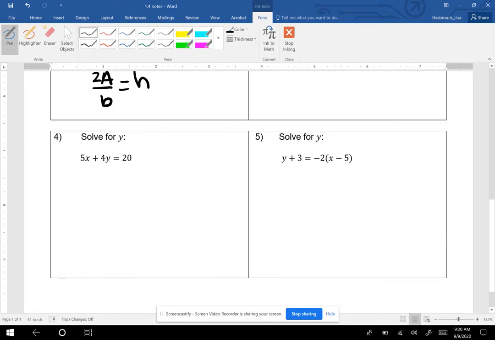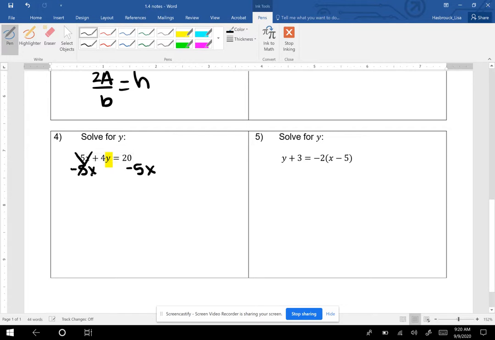4 and 5 are a little bit different. Now we're moving on to equations of lines and solving for y. This is really important because later on in the year, we're going to learn how to graph equations, and getting y alone will be very helpful for graphing them. So in number 4, we're getting y alone in the equation 5x plus 4y equals 20. We want to start with the addition and subtraction like we do for solving any equation. So I'm going to move the 5x. Since it's a positive 5x, I need to move it by subtracting 5x.